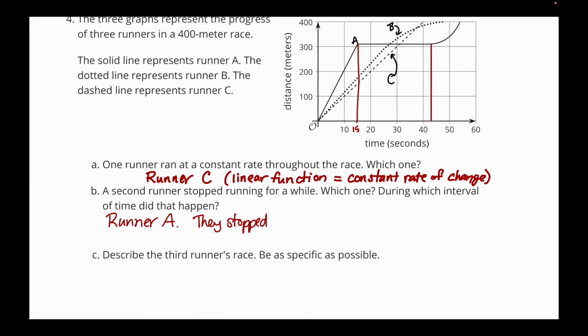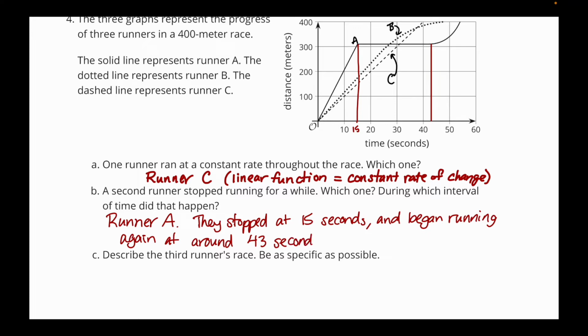So we can say they stopped at 15 seconds and began running again at around, we'll say 43 seconds. Could be 42, but you know, we're estimating. Okay.